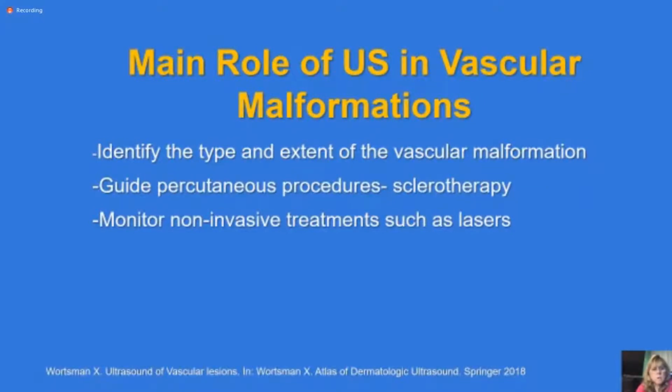What is the main role of ultrasound in vascular malformation? First, identify the type and extent of the vascular malformation. The second is to guide percutaneous procedure or sclerotherapy and monitor non-invasive treatments.